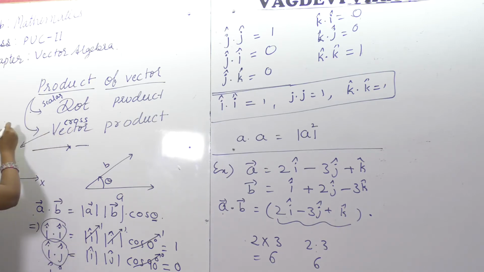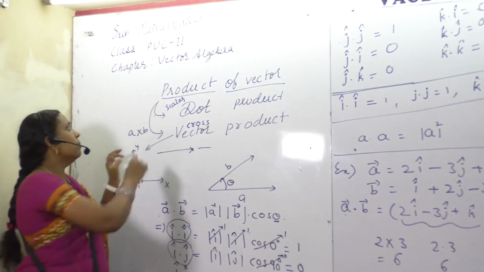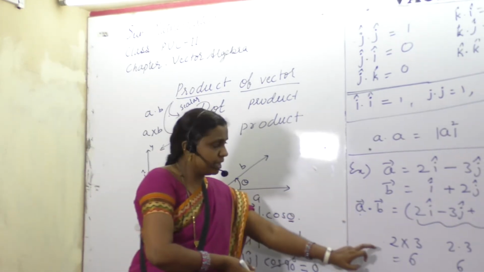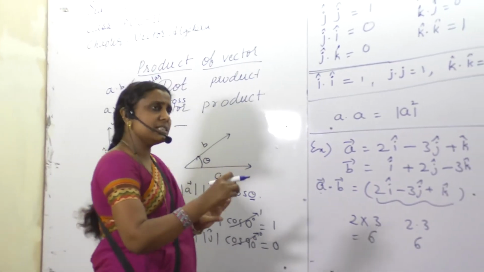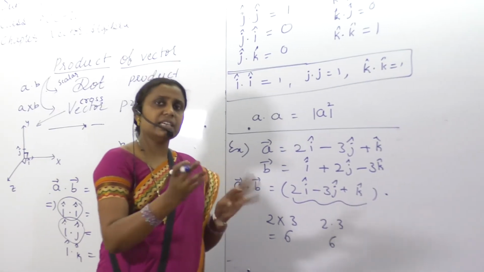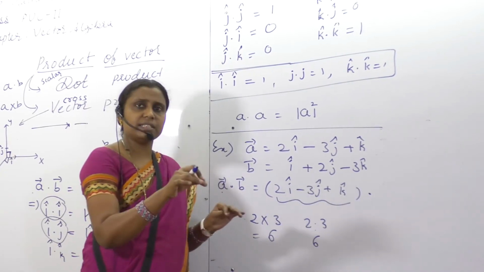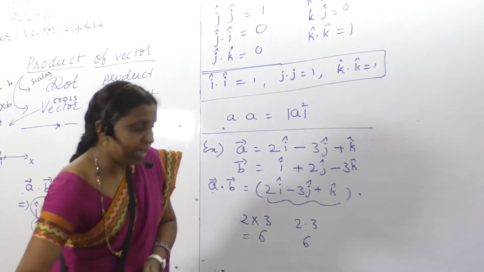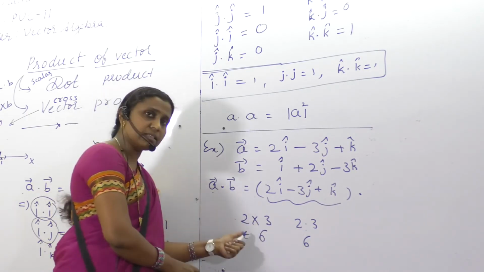Vector product means A cross B. A cross B will be different. This is a vector quantity. But A dot B is a scalar quantity. This is why I am going to make you understand with the example. A dot B, what do you get? Scalar. Scalar means which is free from i, j and k. i, j, k will not be there. One quantity you will get. If you get a constant, then we say that as a scalar. So how do we get scalar? Let us check.